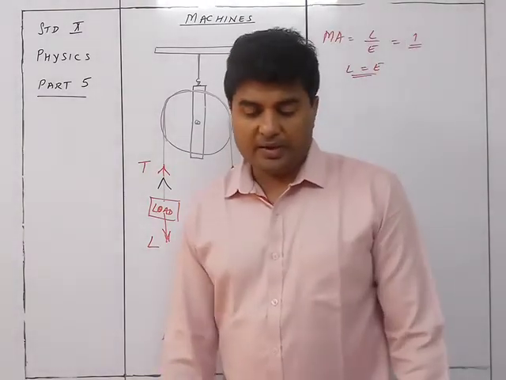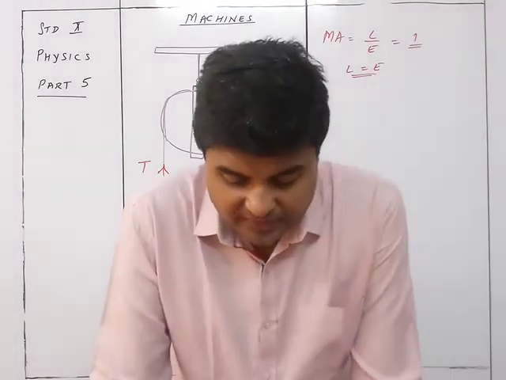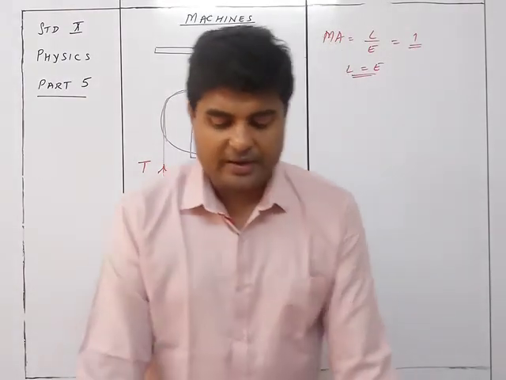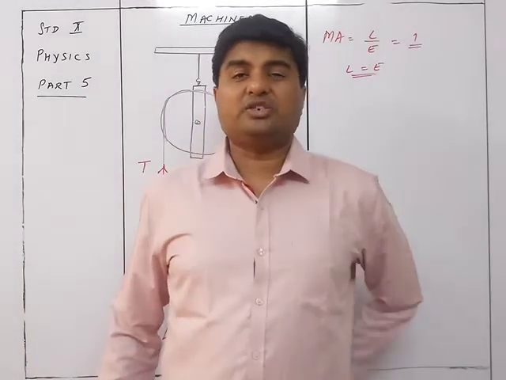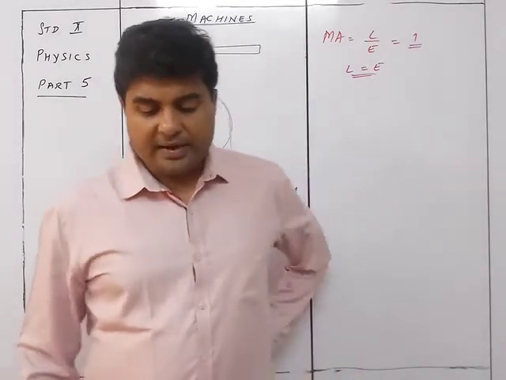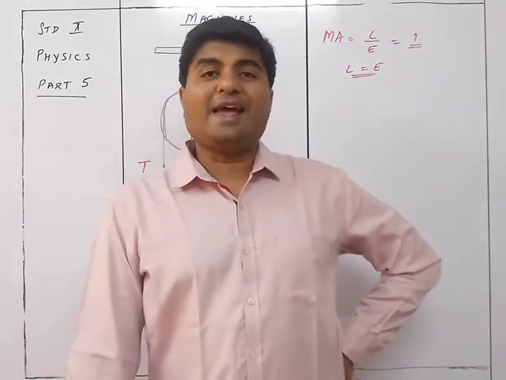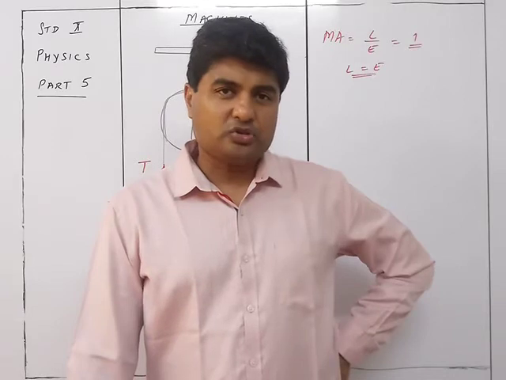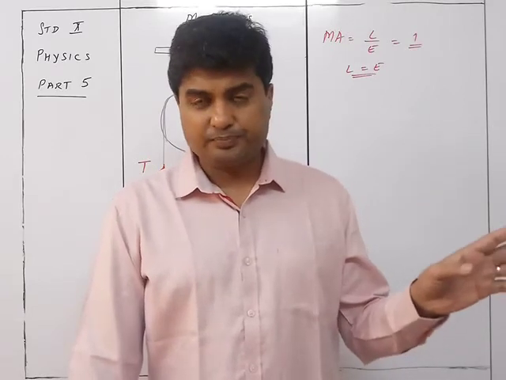So if the load is 10 kgf, then the effort will also be 10 kgf. If that is 98 Newton, तो 98 Newton ही आएगा. So mechanical advantage is load upon effort, T upon T, is equal to 1. Thus, in this arrangement, there is no gain in the mechanical advantage. So there is no force multiplying.